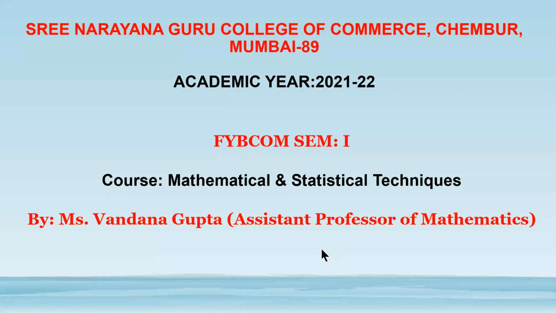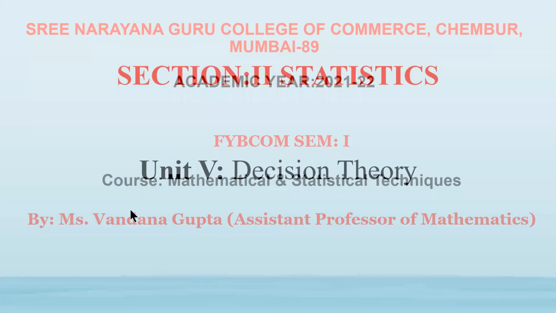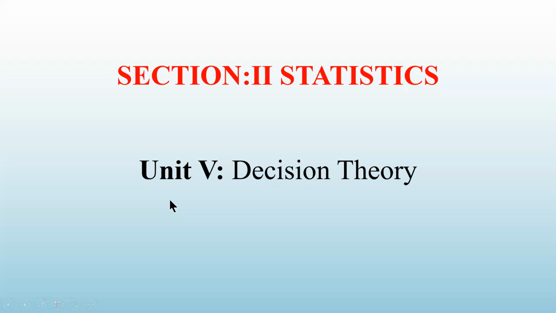We will continue today with our decision theory, which is unit 5, the last unit of statistics. So let us quickly revise what we have done in the last class, and then we will proceed further.